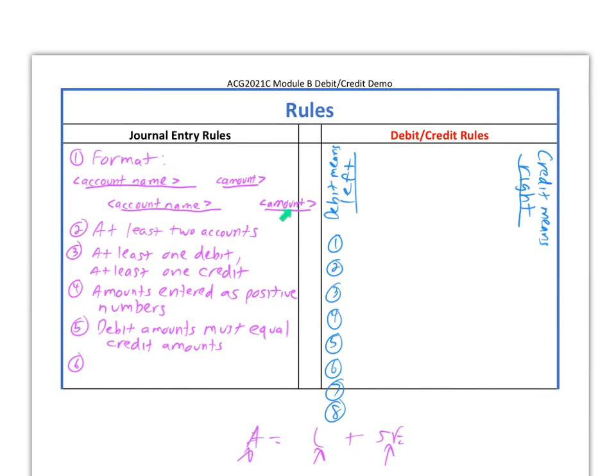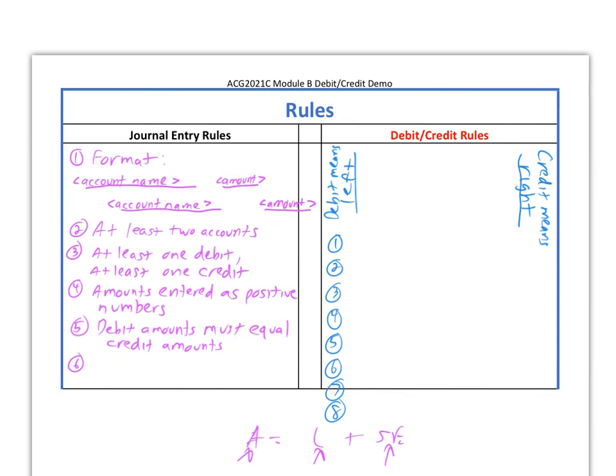Account name, amount. All right, so that's what we're dealing with here. Debit, credit, debit, credit, okay? And when I say at least one debit, at least one credit, then your journal entry needs to have at least one account on the top line and at least one account here as the bottom line credit. And then amounts can be entered as positives, so that's going to be here. These need to be positives. And then our debit amounts must equal credit. So if I have $100 here, I need to have $100 here.